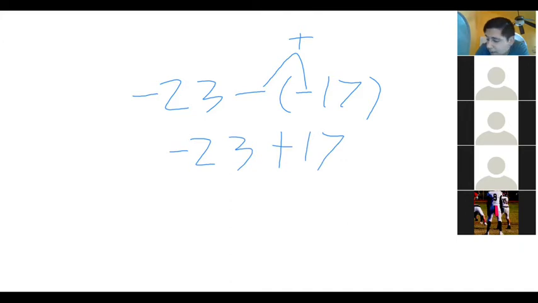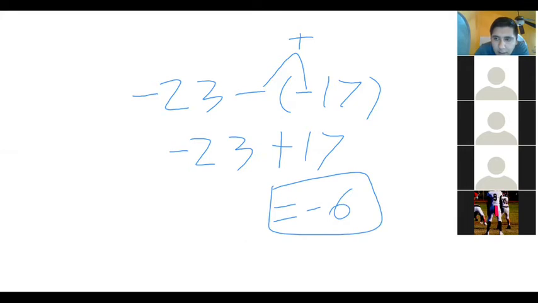So what would be the answer here? Negative 23 plus 17. Negative 40? No. Remember, they're different signs, so we have to find the difference. It'd be negative 6. Negative 6, there we go.